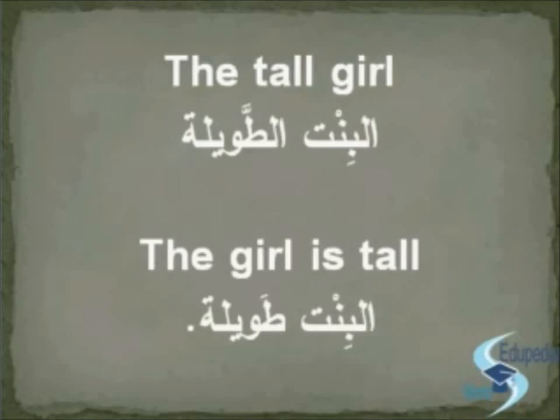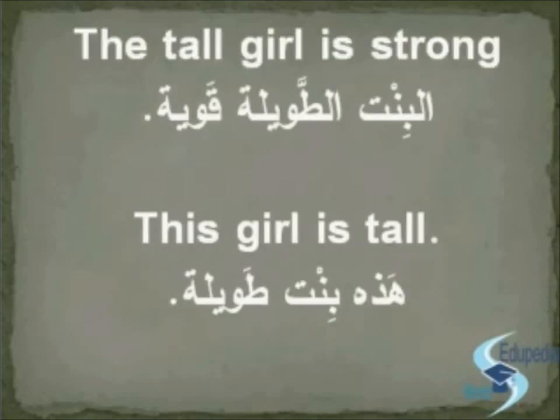The tall girl, it is a definite phrase. It is البنت الطويلة by adding L to the noun and to the adjective. The girl is tall. Here we have a sentence. So you are going to say البنت طويلة. The noun, which is البنت, is definite. طويلة, the adjective, it is indefinite. And in that combination it produces an is or are sentence.